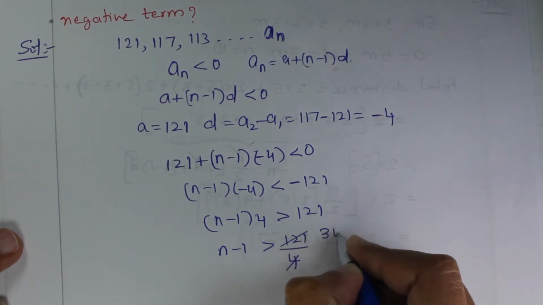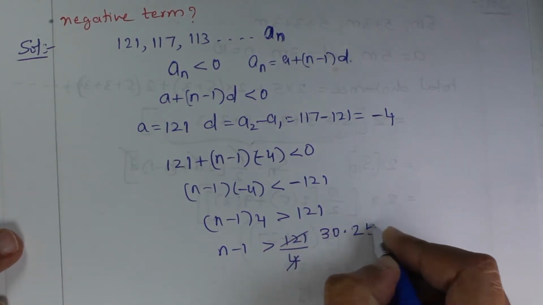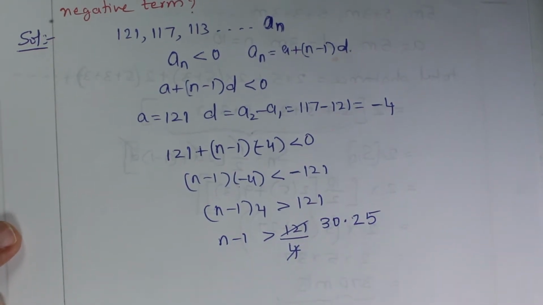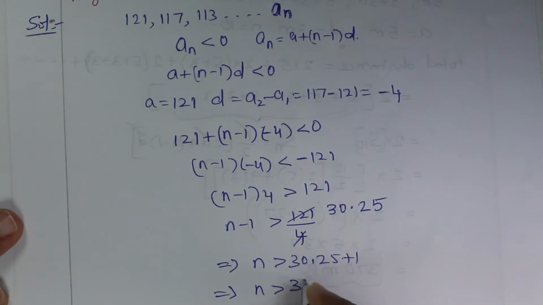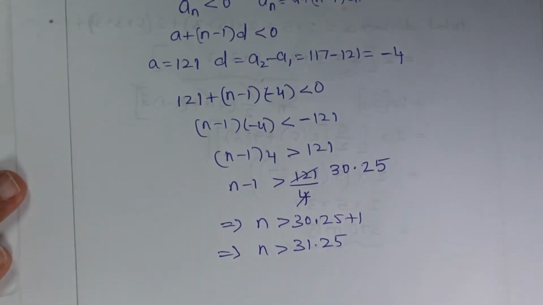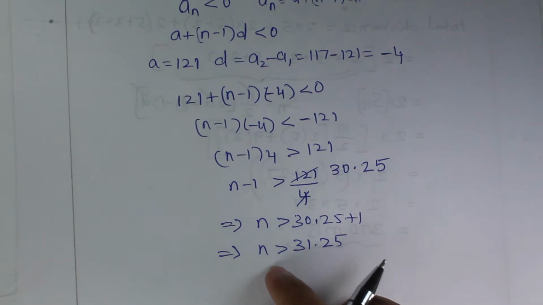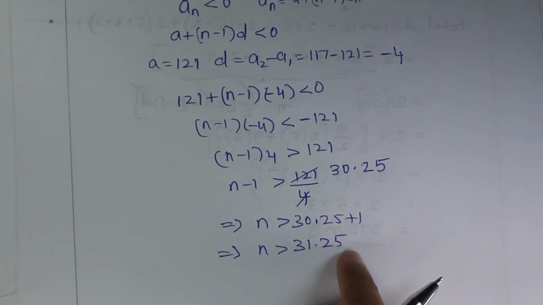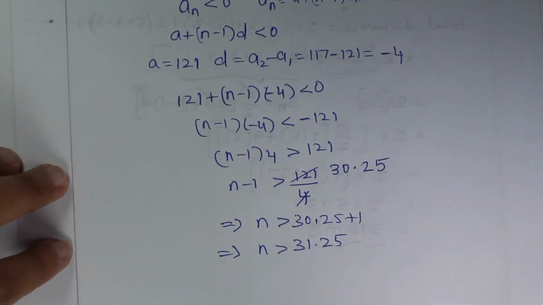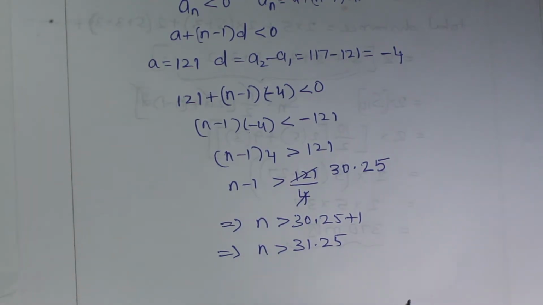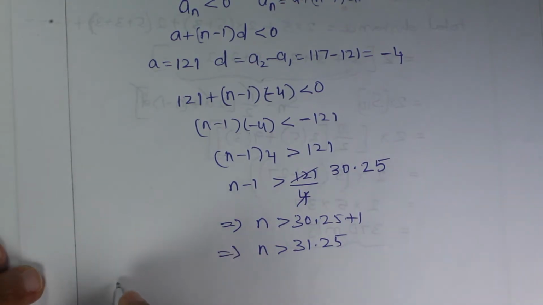4 3s are 12, 4 2s are 8, 4 5s are 20. So that implies n minus 1 is greater than 30.25, so n is greater than 31.25. So what is the nearest whole number which is greater than 31.25? 32, right? So the first negative term is the 32nd term in this series. So the answer is 32. N is equal to 32.